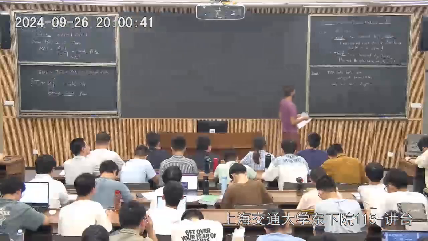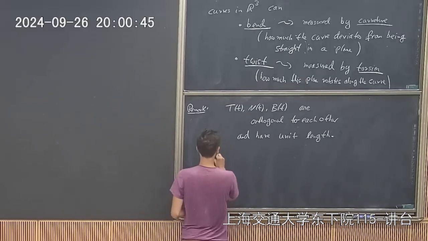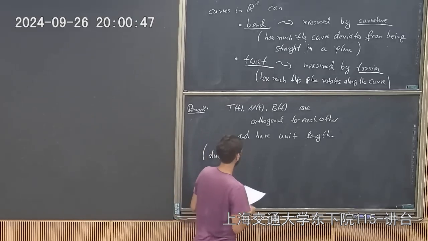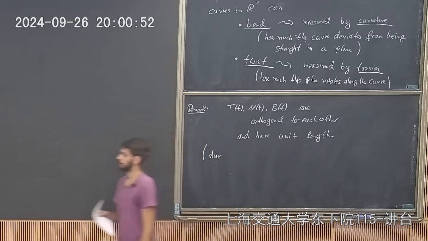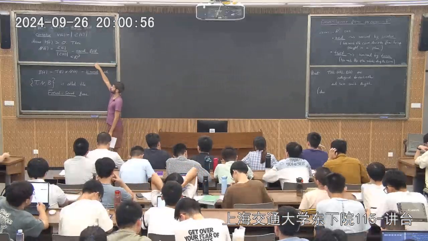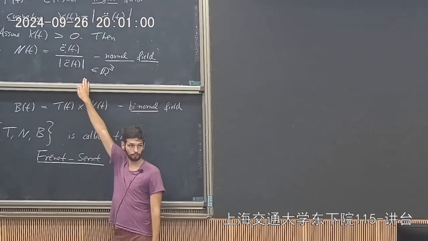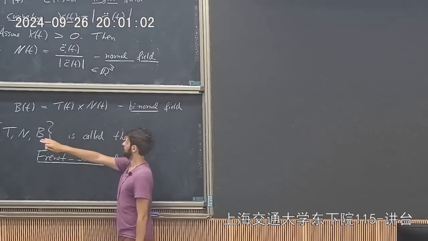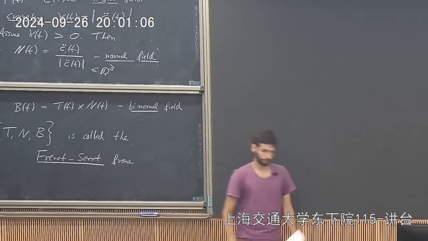And so the only somewhat tricky question is to ask yourself why do they have unit length? T has unit length because by assumption we have a unit speed curve. N has unit length because we normalized it. So that's also clear. So the only question is why B of t has unit length.